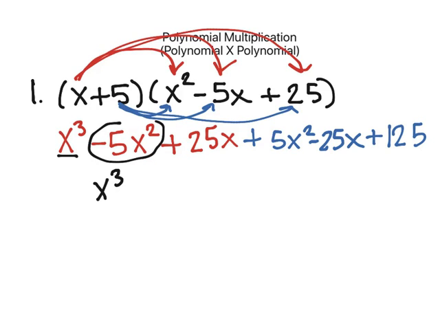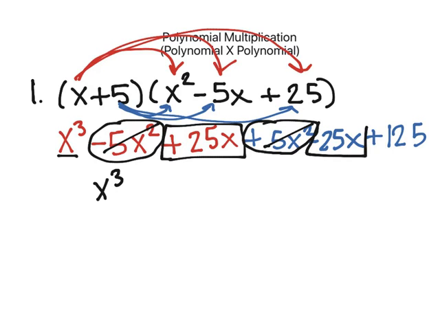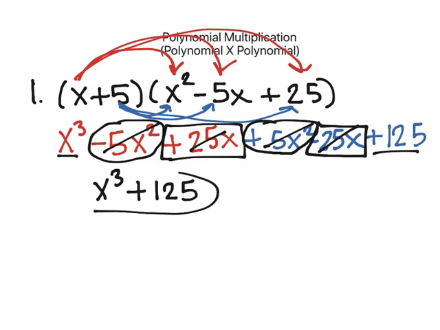Negative 5x squared, positive 5x squared. Those cancel each other, so x squared is gone. Positive 25 and negative 25 also cancel each other. This won't always happen. This is just a special case. And then a constant, I have nothing to combine that constant with, so just bring it down. So my final answer simplified all the way down is x cubed plus 125.